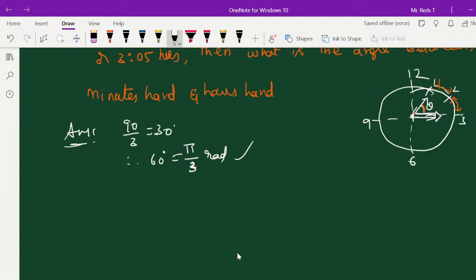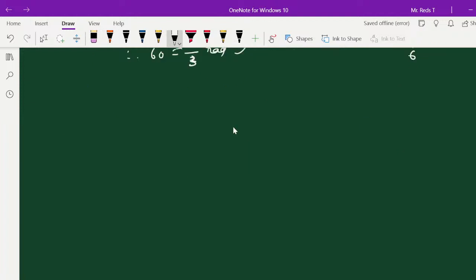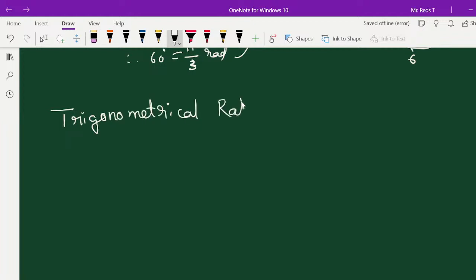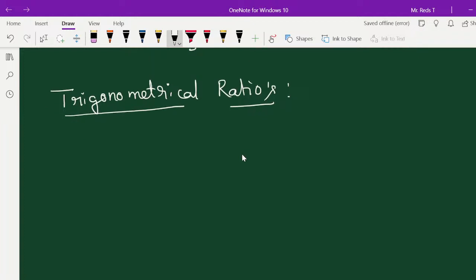We will see one of the very important concepts in trigonometry, that is the trigonometrical ratios. Now write down the subheading trigonometrical ratios. Trigonometrical ratios, we can also call them in short T ratios.